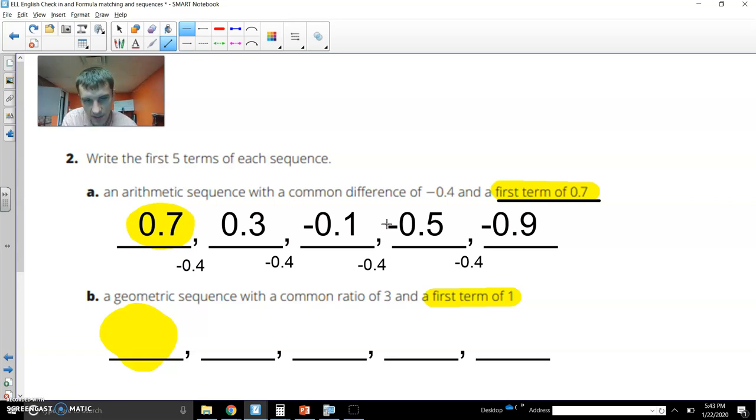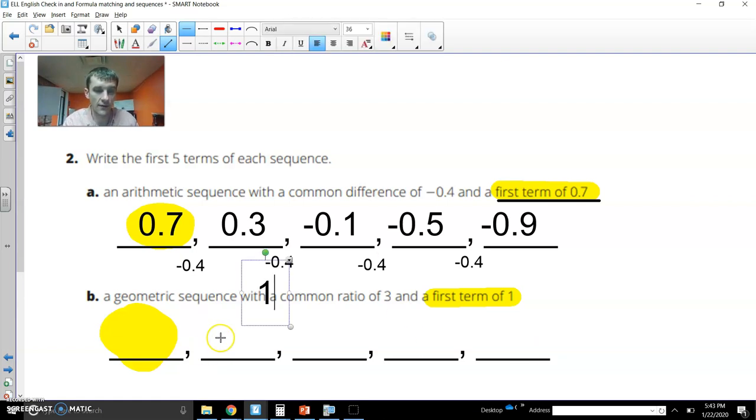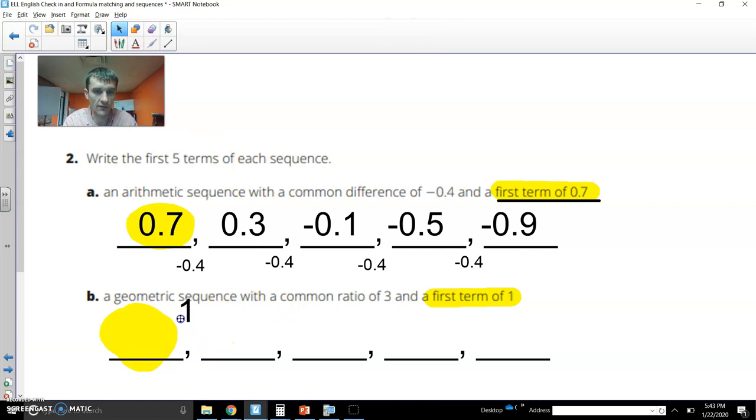So then it says a geometric sequence with a common ratio of 3 and a first term of 1. First term of 1, that means that first value at the very beginning should be a 1. And then if you could just fill out those other values, we can check your work tomorrow. But geometric has more to do with multiplication, and I think I would use this.